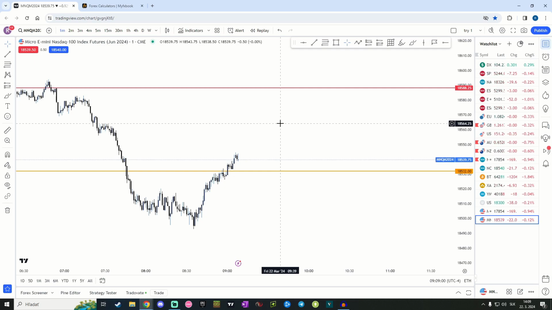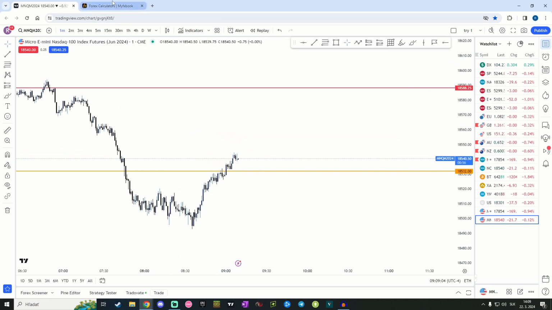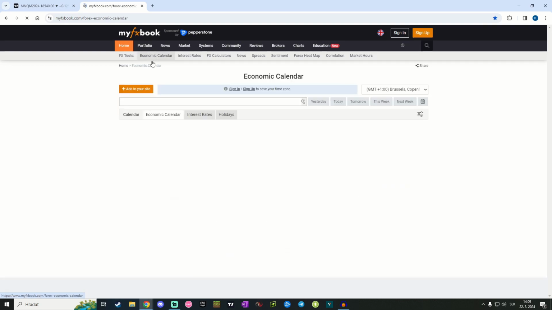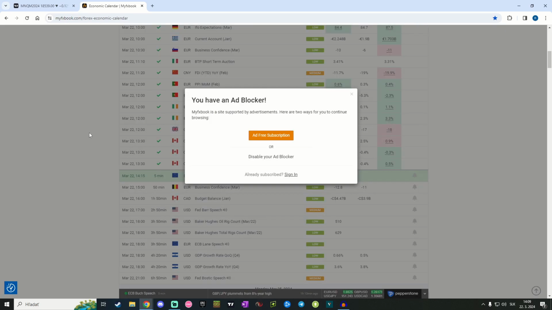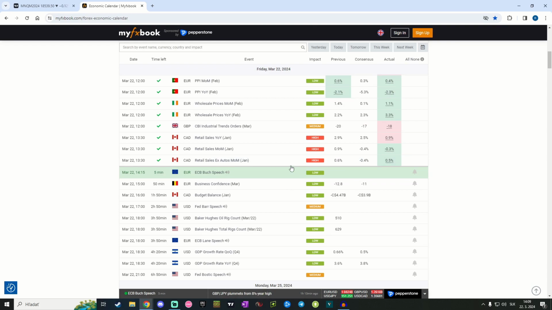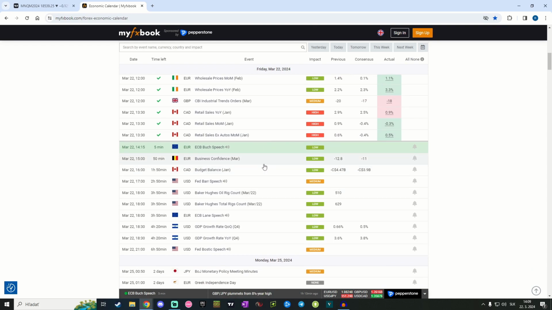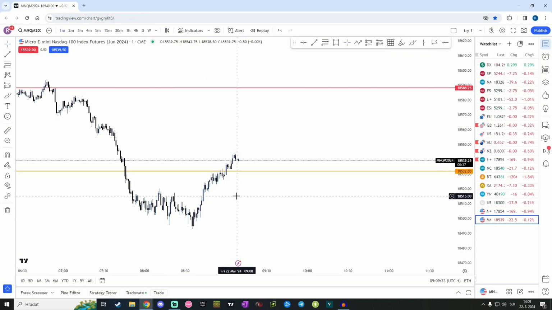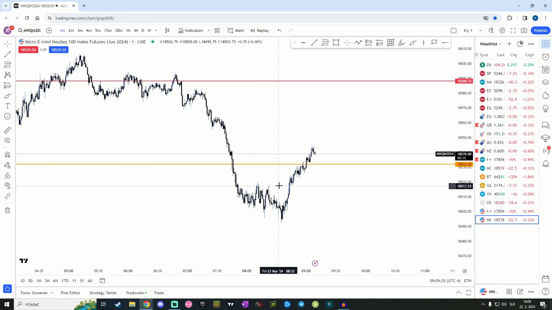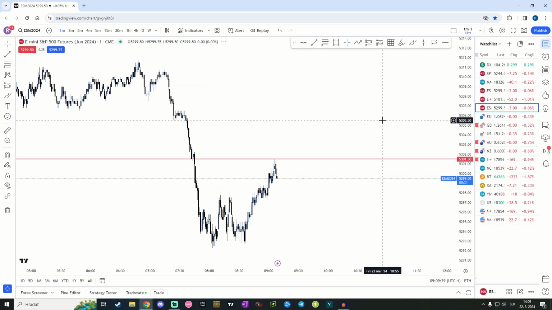Today is 22nd of March 2024, and let's firstly check the economic calendar. On the economic calendar, we can see we have no high impact news drivers. There is nothing for USD, only this one for medium, but that's later in the session, so it doesn't impact us. So we have nothing to expect. Let's see how the market will behave.